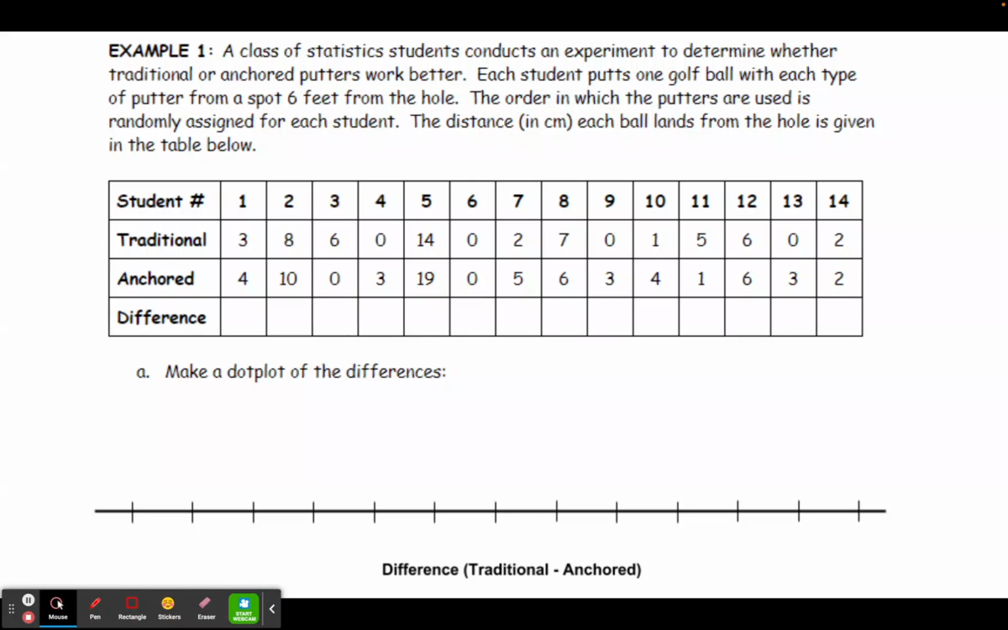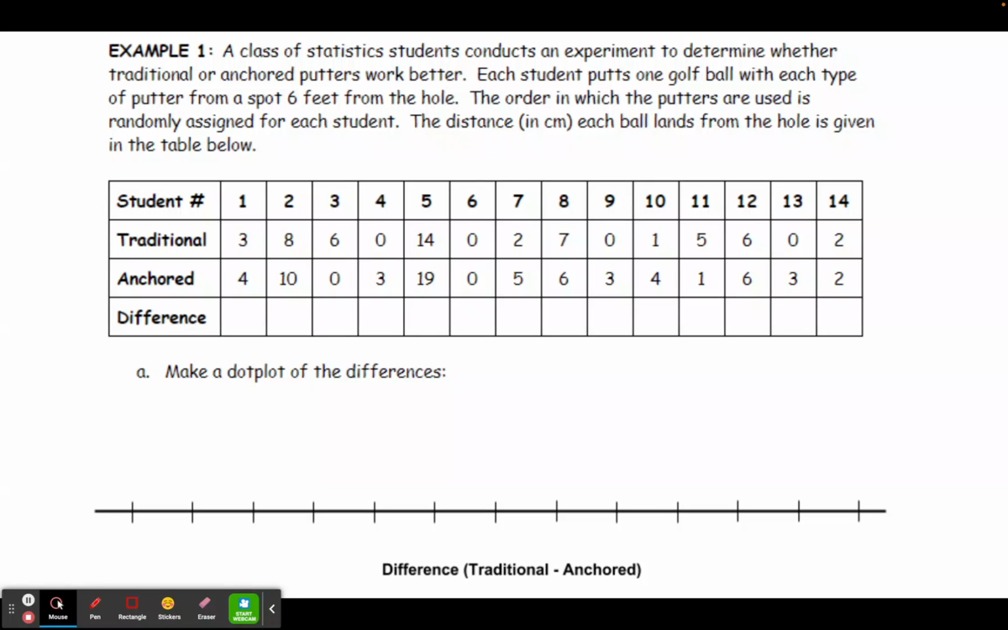Now, the order in which the putters are used is randomly assigned for each student. So, one way that you could do that is you could have each student come up to the putting green and you could do something like flip a coin, for example. And if the coin lands showing heads, they would putt with a traditional putter first. And if it lands showing tails, they would putt with an anchored putter first. You could also put all the students' names in a hat, and then you could draw.